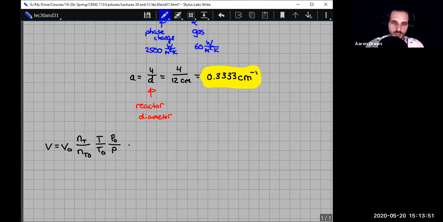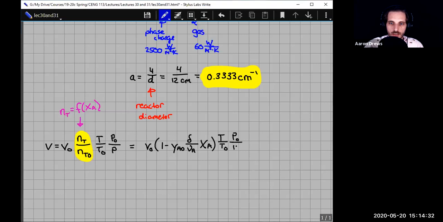And so the one that has to get expanded a little bit is this NT over NT naught, because the NT that's sitting here is a function of conversion. NT naught is a constant, but NT will be a function of conversion. And so this one will be equal to V naught times 1 minus YA naught times delta divided by the stoichiometric coefficient of A times XA, and then times the rest of this stuff. So T over T naught, P naught over P. This expression should look familiar. It's the same one that we used in the concentrations above.